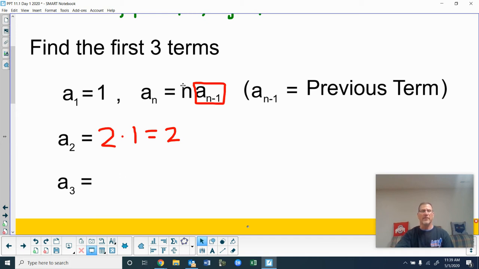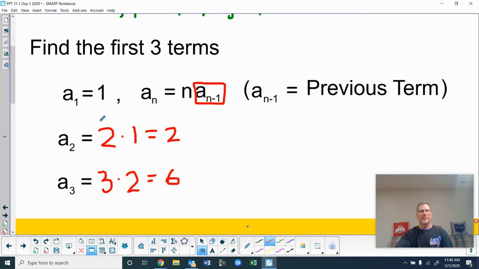Now the third term, we're looking for the third term. That means n is 3. So I put a 3 in for n times the previous term. Well, the previous term was 2. So I substitute 2 in for that a sub n minus 1. So I get 6.